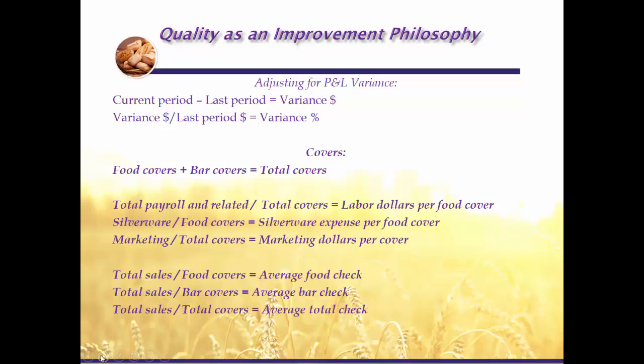So how do we find out how many people we're bringing in and how much they're spending? Well, for the average food check, we take the total sales and we divide it by the food covers. For the average bar check, we take the total sales and divide it by the bar covers. And then to get the average total check, we take the total sales and divide it by the total covers.